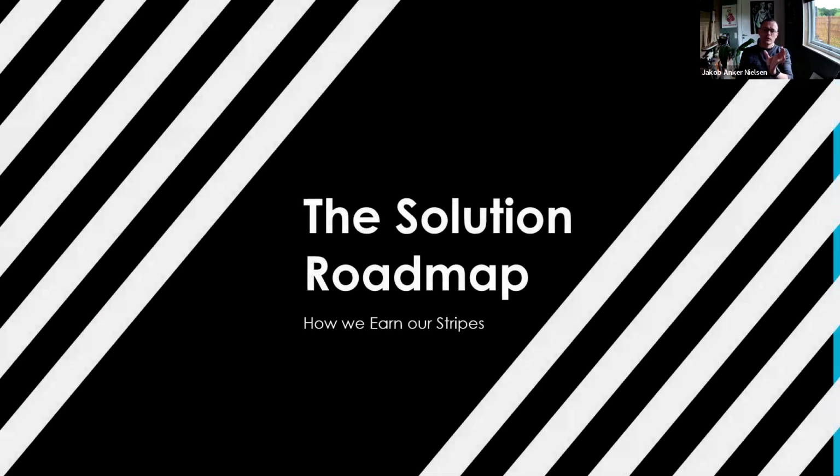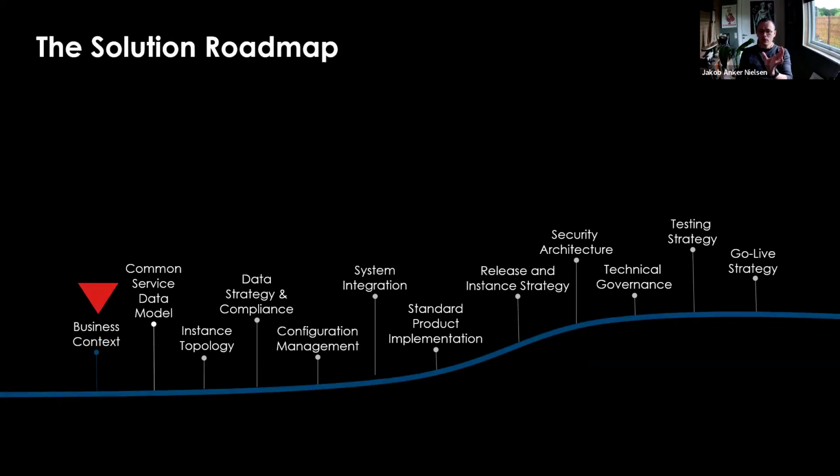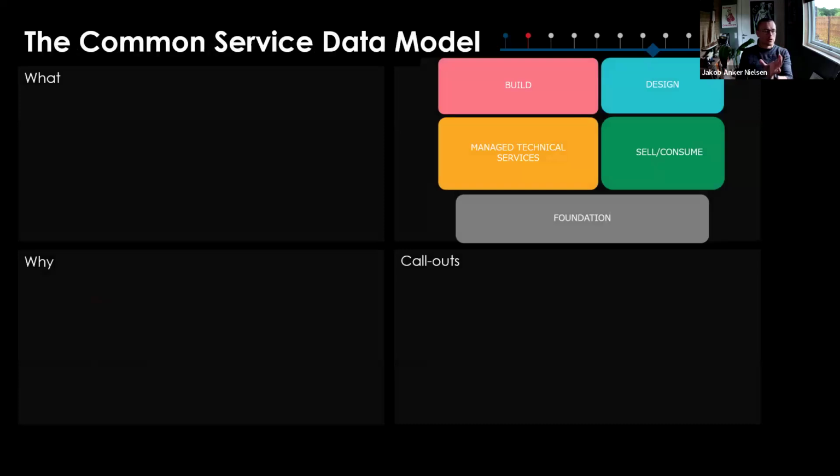When I go into each of the different topics, what you can see here is one of the topics, the common service data model. In the top right corner, you are able to see, marked by a red pin, where we are in the solution roadmap process now. I also indicated some milestones with the diamond shapes to indicate where there will be some natural breaks in my presentation.